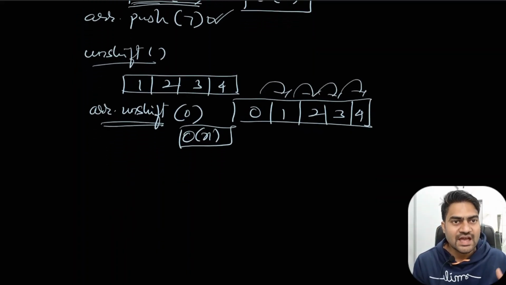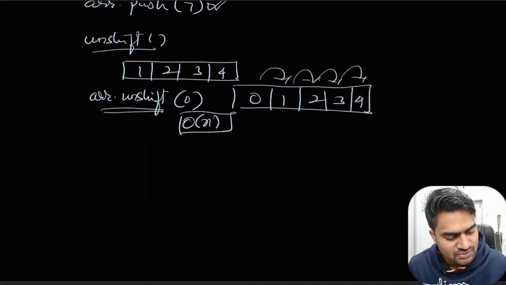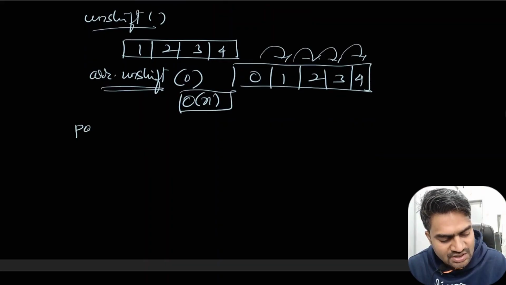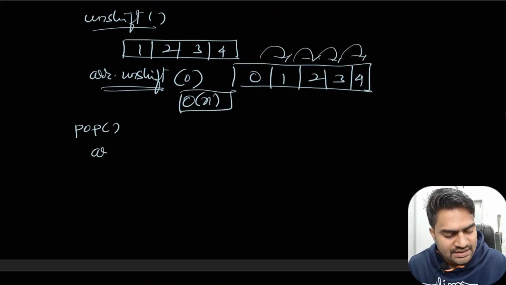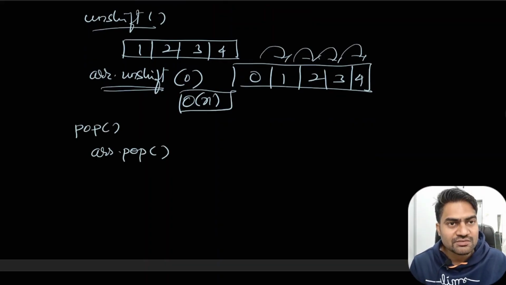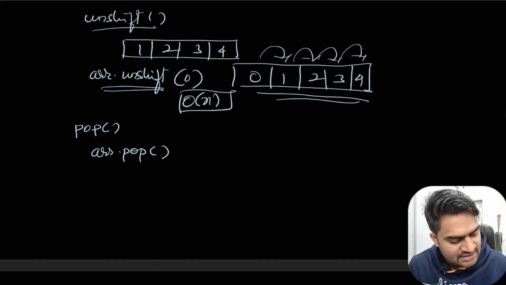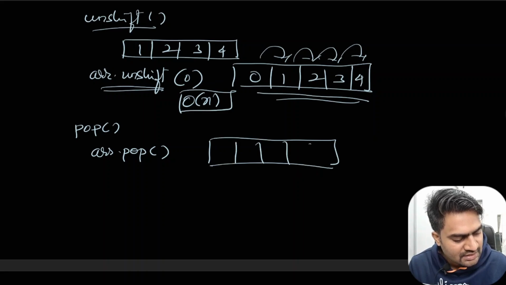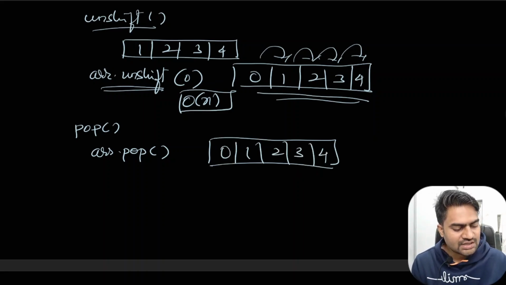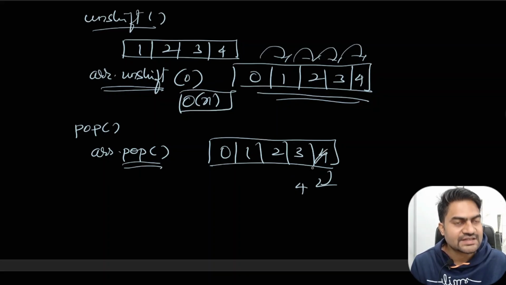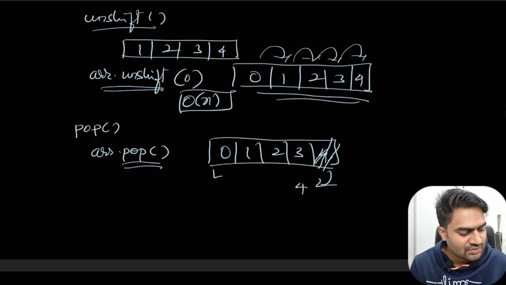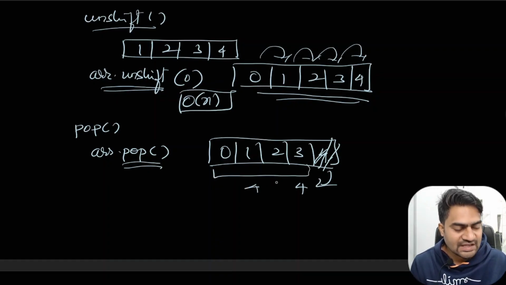So this is for adding the elements. Now I want to take out or extract the elements from the array. For that, we can use the pop method. If I do array dot pop, it will take out the last element. If this is my current array, 0, 1, 2, 3 and 4, and I do pop, then it will take out 4 and empty this place. So now its size will be only 4, length of 4.